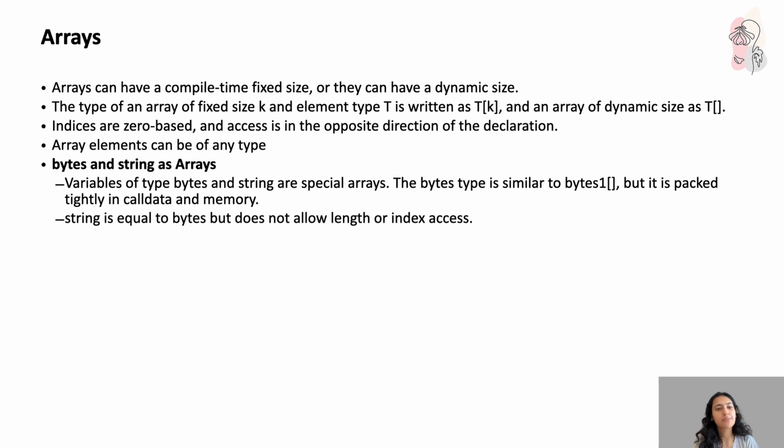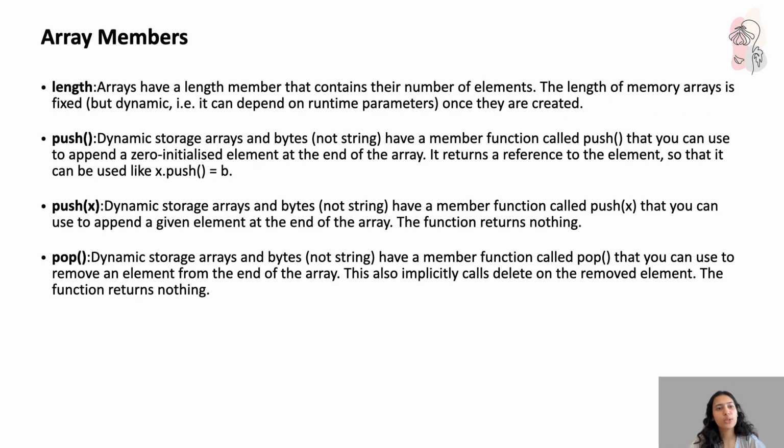Makes sense? If I talk about bytes and strings as arrays, if you're declaring it this way, access is going to be from this element. Makes sense? Variables of type bytes and string are special arrays. The bytes type is similar to bytes1 array, but it is packed tightly in calldata and memory. String, we are going to talk about all this in detail as and when we write functions on this. So let's just see right now.